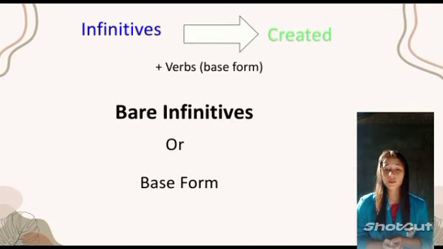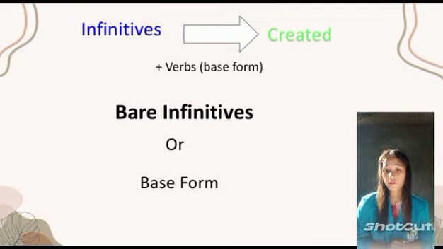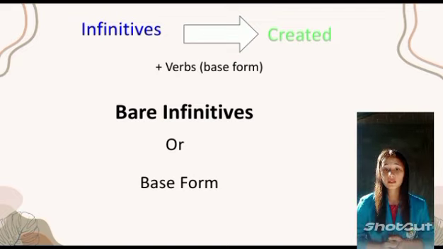Let's see some more examples related to infinitives. We know that the infinitive is created by adding to plus the verb's base form. That means most infinitive structures begin with to, but sometimes the to is omitted, and this is known as the verb infinitive or the base form. That means in the verb infinitive we do not use the word to.